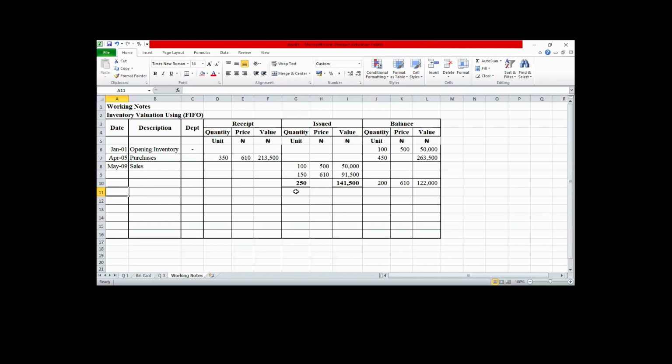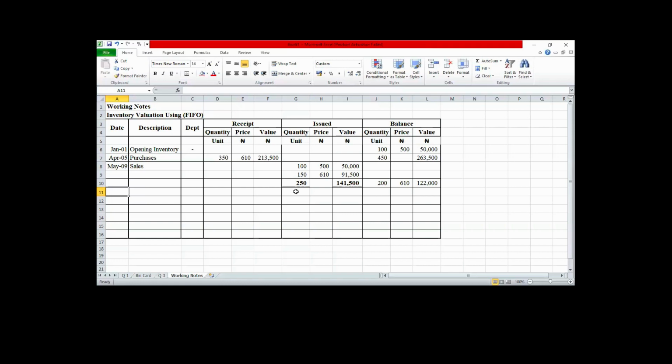Okay. Is it clear? So our new stock will now be that 200 multiplied by 610. If you multiply 200 by 610, you will get that figure. You can test it. That is our new stock, the new value of the stock we have, and the price of that new stock is 610. Okay, sir.